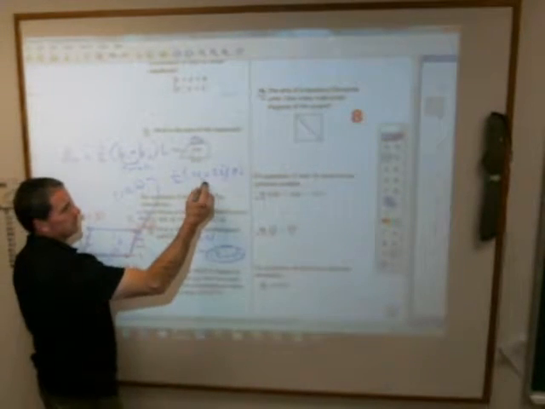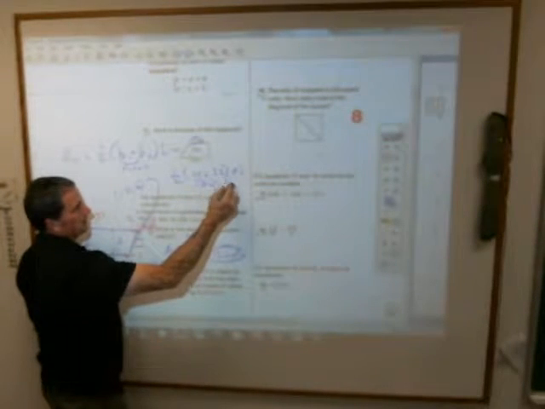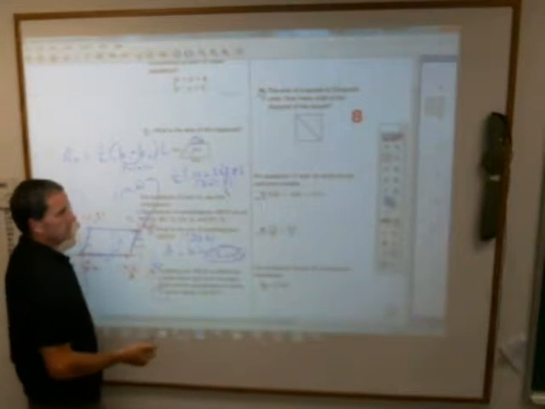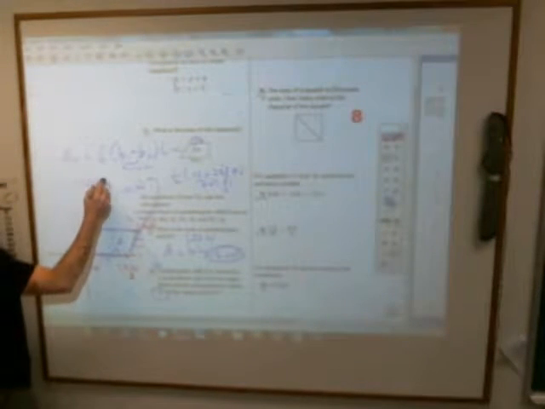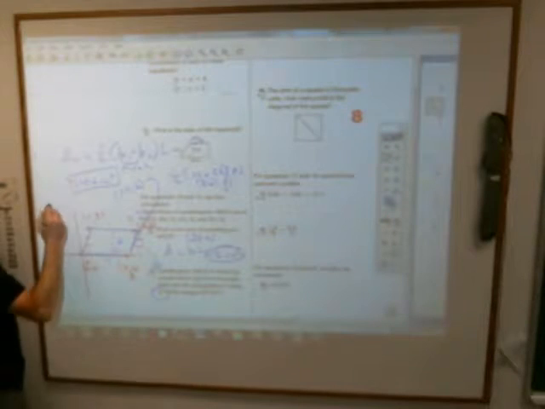14 plus 22 is 36. Half of 8 is 4. 4 times 36, 144 inches squared. You probably could cut it into a rectangle and a square or whatever, and figure it out.